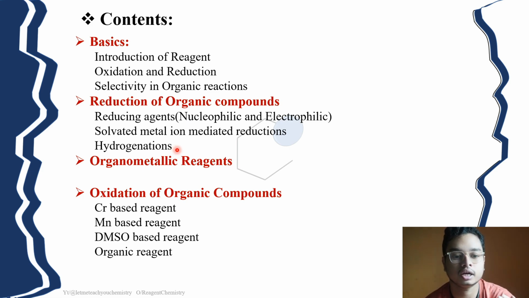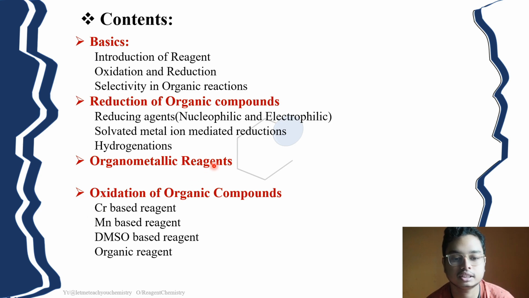Then we move on to organometallic reagents. For organometallic reagents, we are mainly limited to Grignard reagents, Gilman reagents, and organolithium based reagents. Then we shift our focus to oxidation. In oxidation, there are mainly four broad classifications.